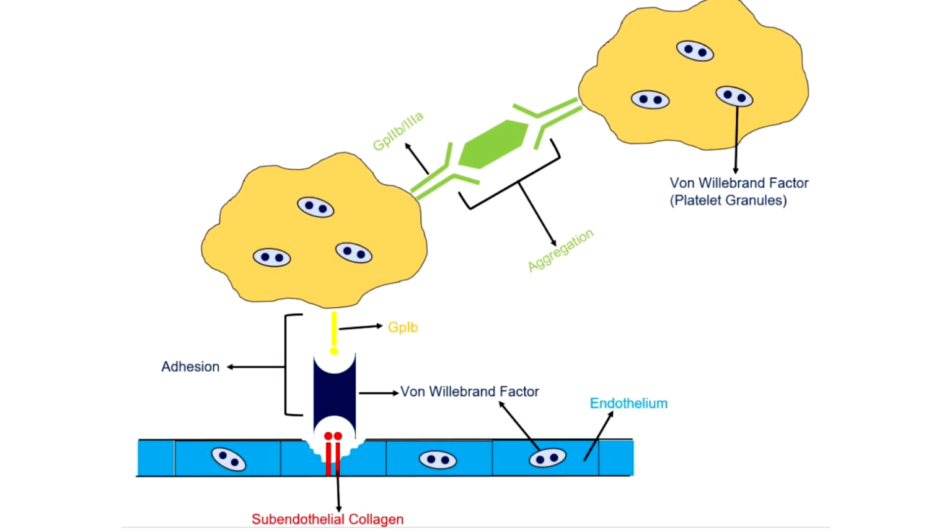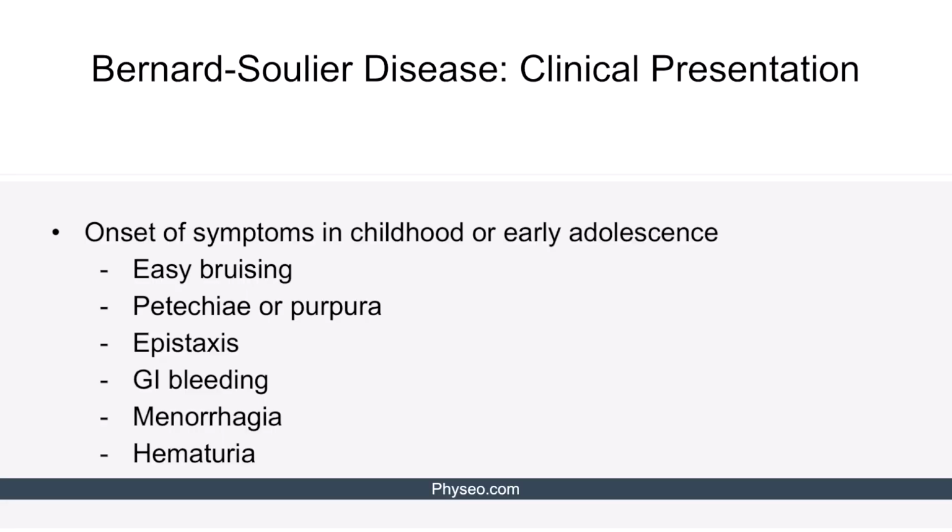Let's revisit this illustration that we discussed earlier in the lecture. As we already mentioned on the previous slide, Bernard-Soulier disease is due to GP1B deficiency. Now we can see how this deficiency will impair platelet adhesion to von Willebrand factor. Symptoms in patients with Bernard-Soulier disease start in childhood or early adolescence because it is a genetic condition. The clinical presentation of Bernard-Soulier disease is no different than that of any other platelet disorder.